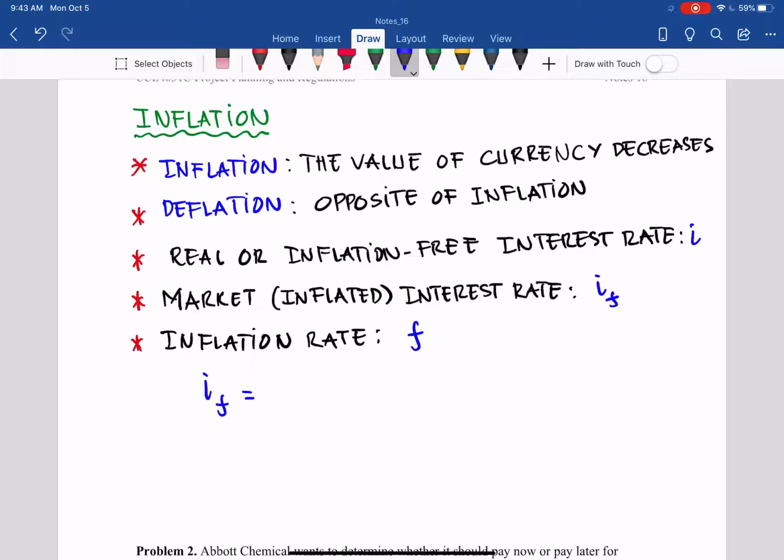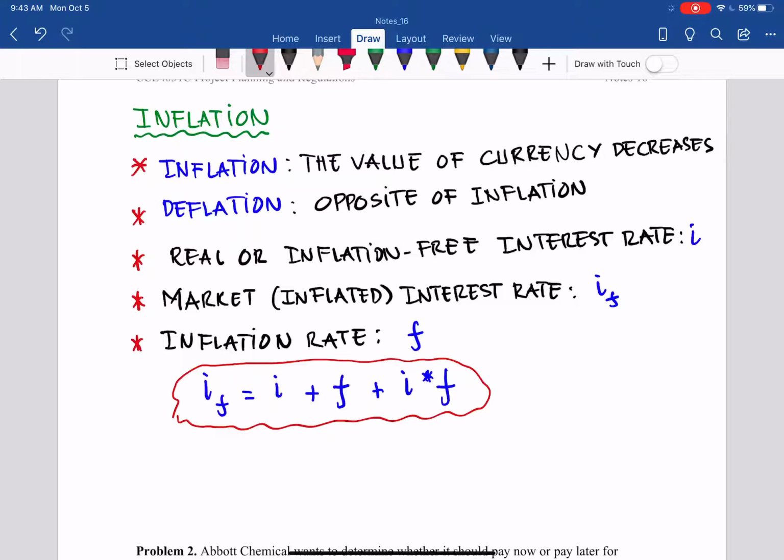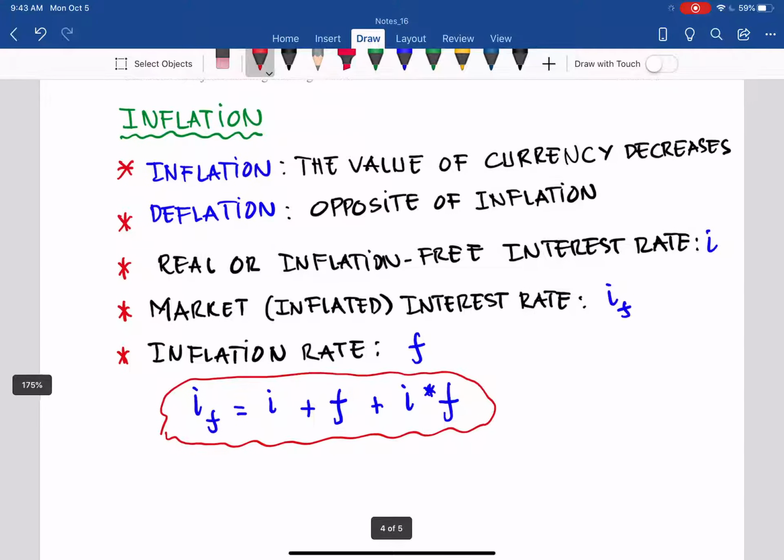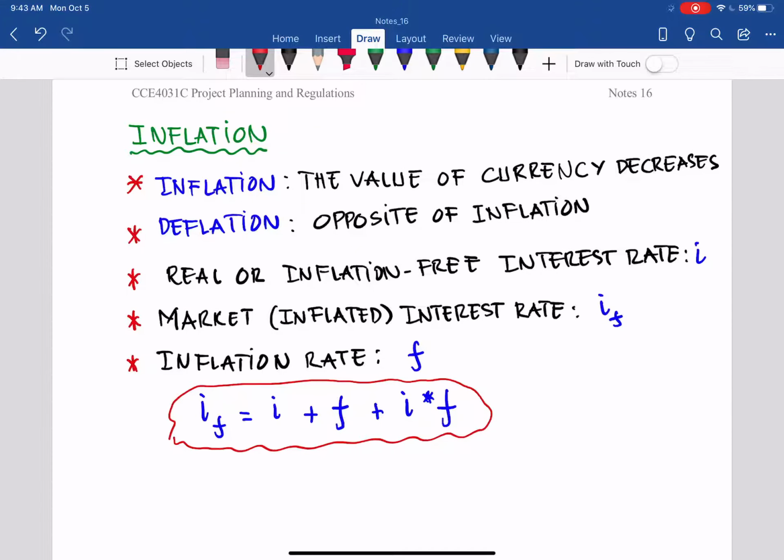Then the market or inflated interest rate IF is equal to the real or inflation-free interest rate I plus the inflation rate F plus the product of I times F. So the inflated interest rate considers both the real interest rate and the inflation rate. To evaluate a project considering inflation, instead of using I, we use IF, with that equation.